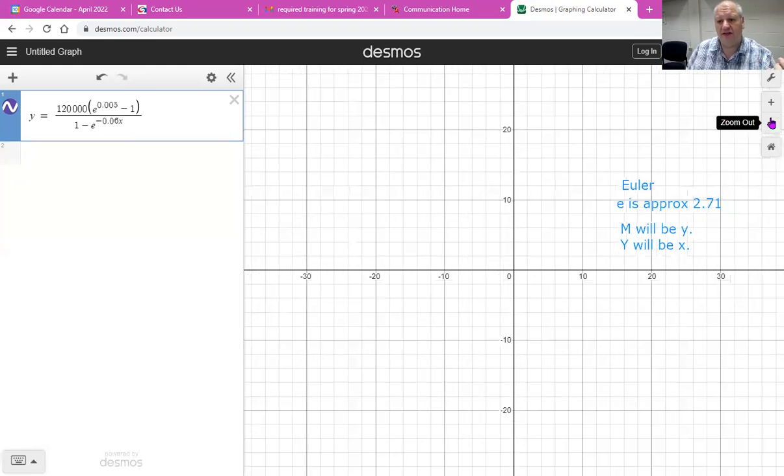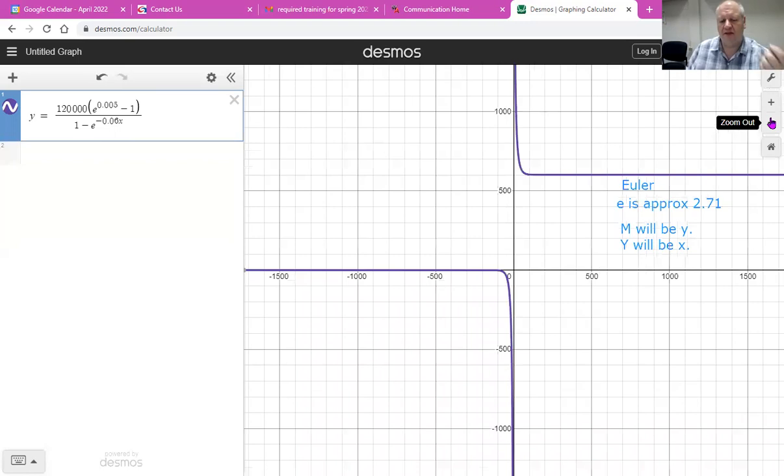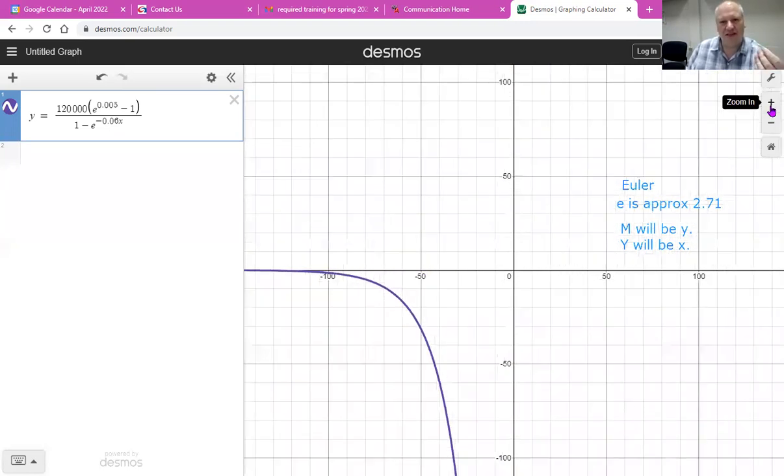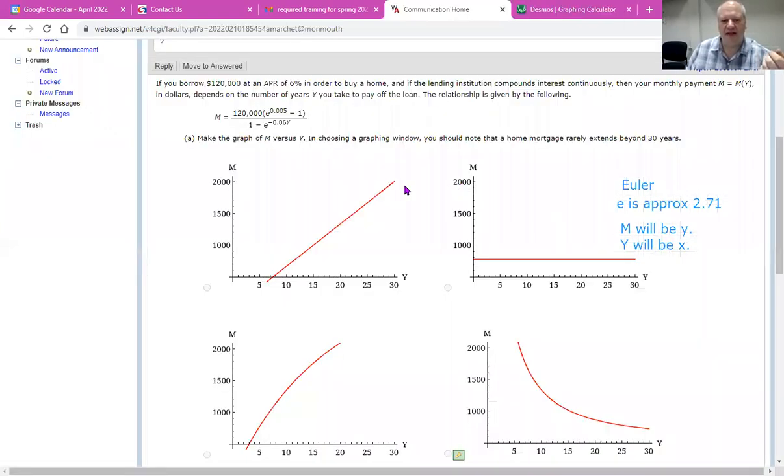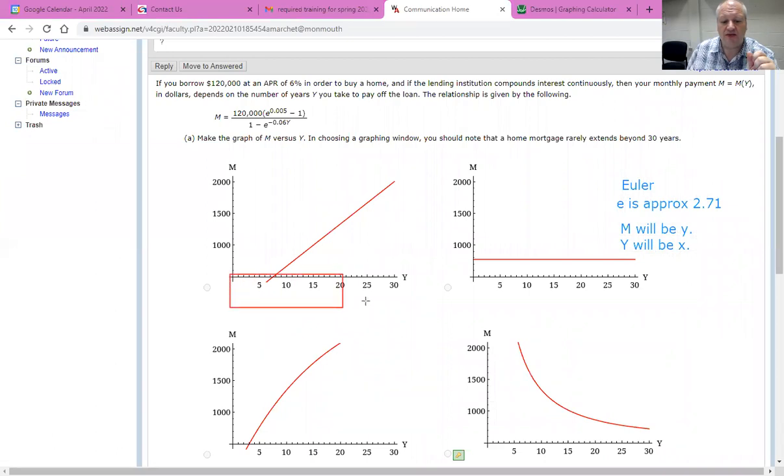What does the graph look like? Let's zoom out a little bit. Pretty nasty, right? Now, the good news is we don't really care about the graph anyway. We're going to look at the tabular analysis. Let's reiterate what the question was one more time. It's saying make a graph of M versus Y and then choose the graph. Now, I want you to look closely with me at the actual axes and the actual increments on the axes. Notice here that we're going from 0 to 30. It would look something like this.